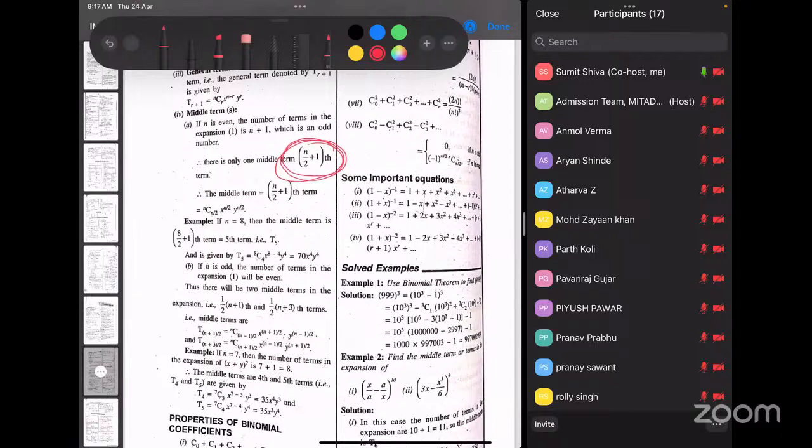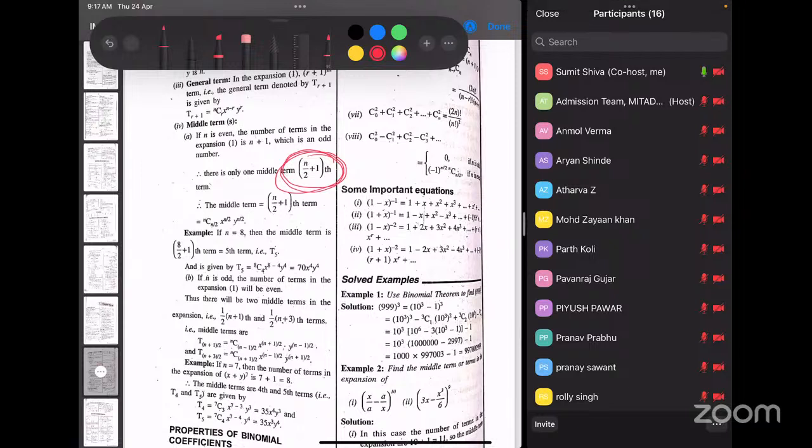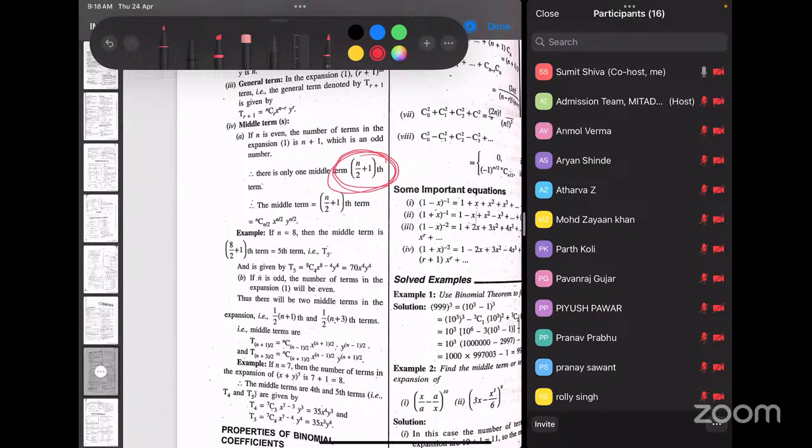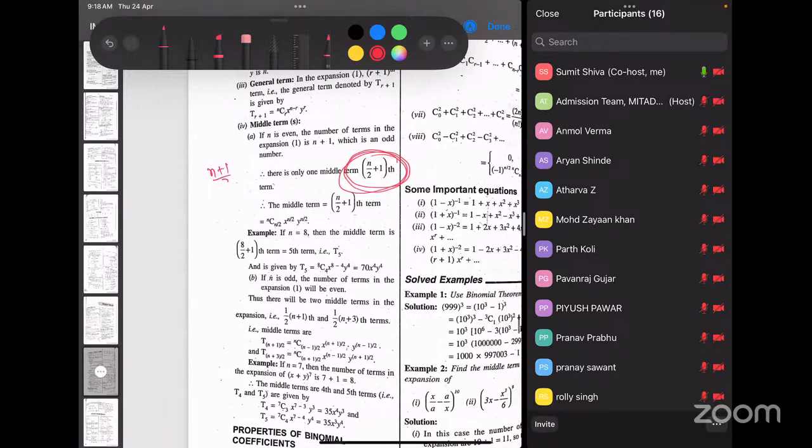So in place of r, you can have n by 2. So in case of the general term, in place of r, we will have n by 2 plus 1. So in place of r in the expression, we will have n by 2. Remaining others will be as they are. If n is odd, in that case n plus 1 will be even, and there will be two middle terms. One will be the ((n plus 1) by 2)th term, and another one will be the ((n plus 1) by 2 plus 1)th term. So in case of odd, there are two possible middle terms in the binomial expansion.